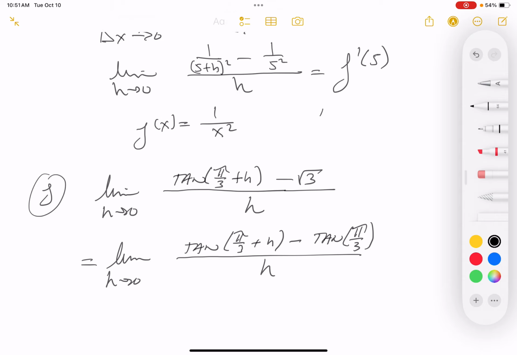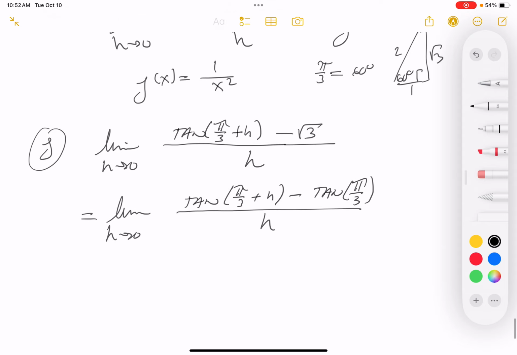Let me just review this with you. Pi over 3 is the same thing as 60 degrees. And a 60-degree triangle looks sort of like this over here. And what would you have there? Well, this would be 2, that would be 1, that would be root 3. So yeah, the tangent of pi over 3 is simply root 3, like I said it was. So I can immediately recognize that this is the derivative of the tangent function at pi over 3, with the understanding that f of x is the tangent of x. That's letter F. Let's go to letter G now.